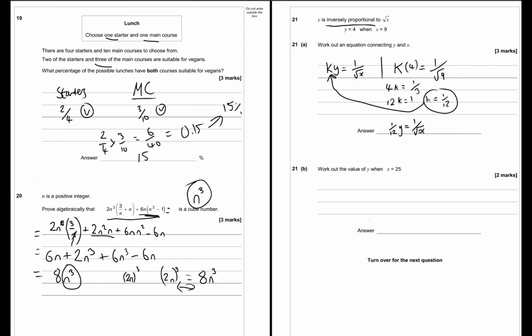Okay, 21b. Work out the value of y when x equals 25. So now we're just substituting this into here. So y is equal to 12 over root of x, which with x as 25 is equal to 12 over 5. And that's our answer, 12 over 5.